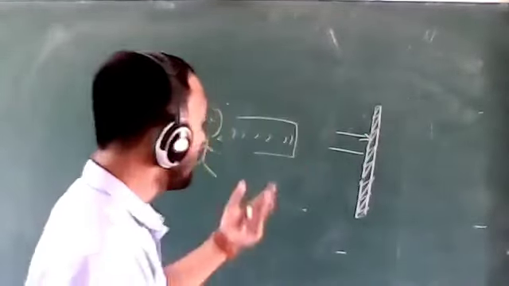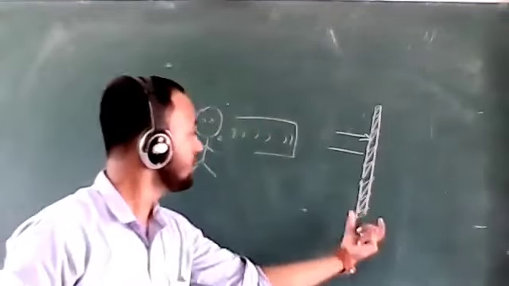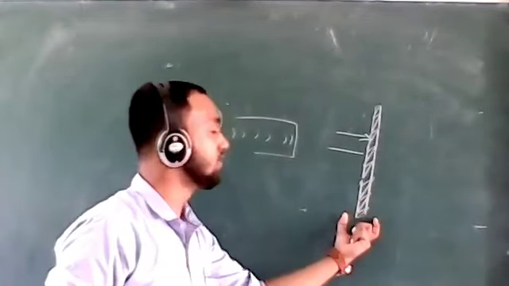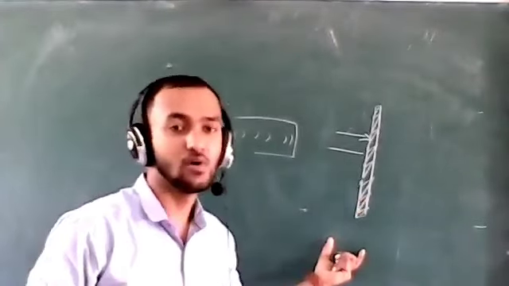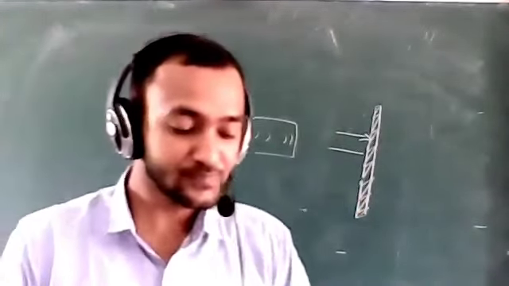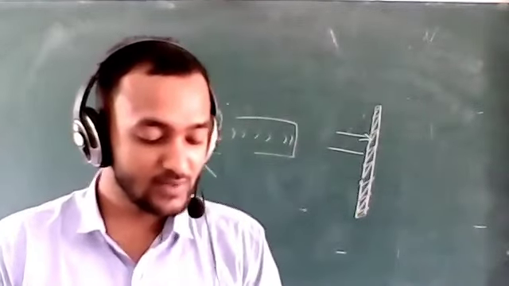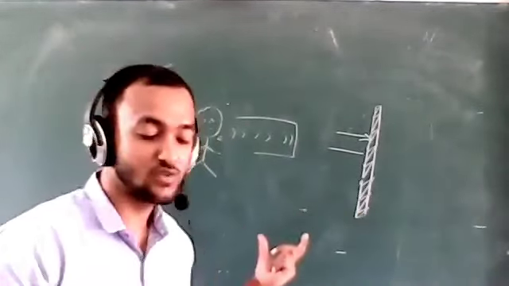Okay. And what happens if there is a curtain or something else? There will be no echo because the sound will get absorbed and there will be no reflection. Okay. Now we have understood the echo and the conditions for the echo.